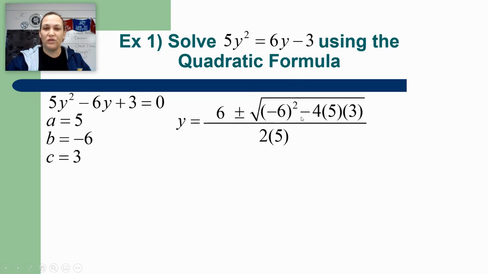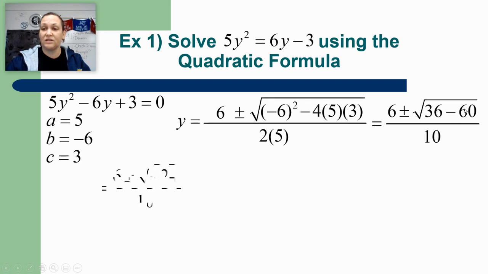But we can totally do this part in our head, right? -6 squared, that's -6 times -6, that's +36. And then 4 times 5 is 20, and 20 times 3 is 60. I also simplified the bottom. I did 2 times 5 and got 10. Next, I'll be doing this 36 minus this 60, and I got -24.